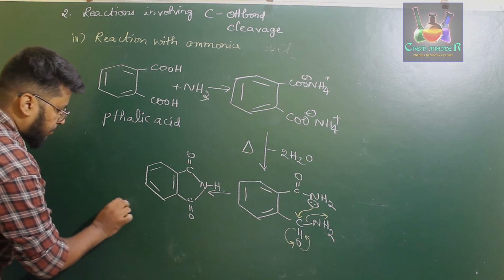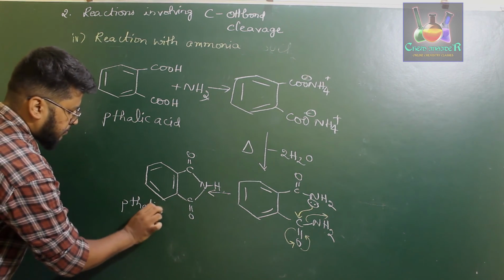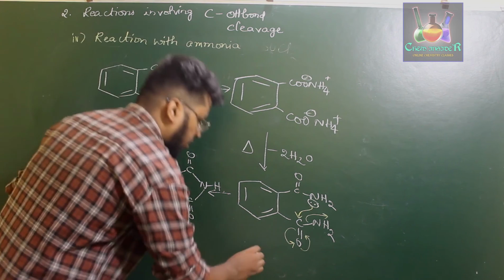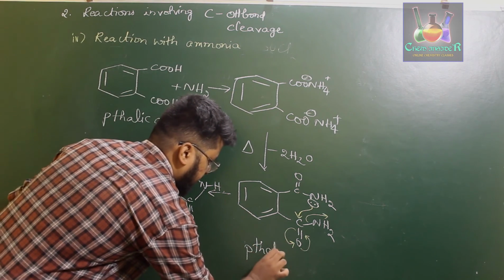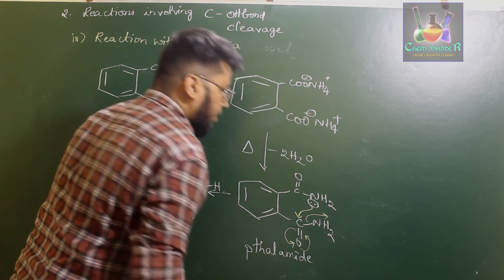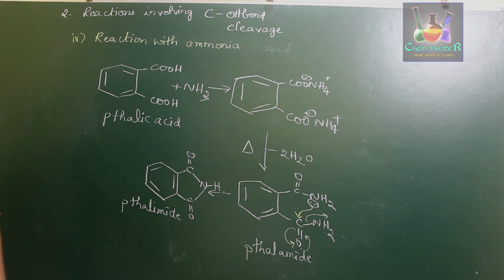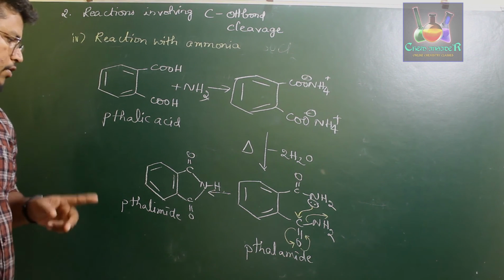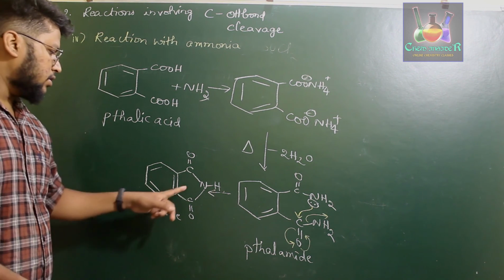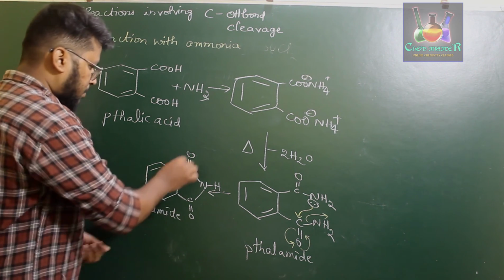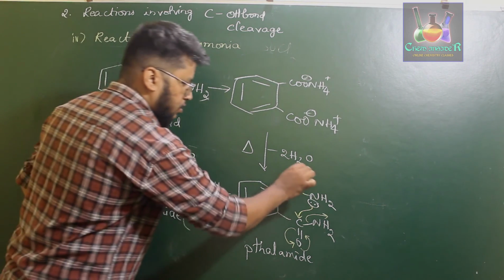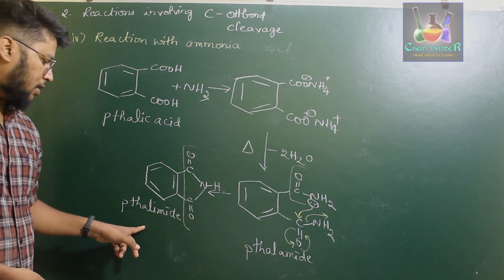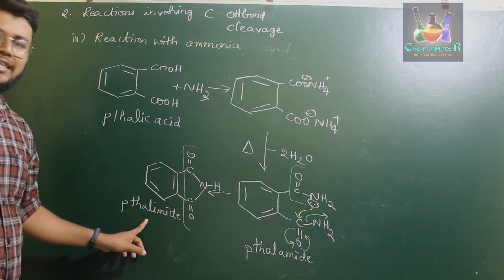This compound is called phthalimide. So an amide is a nitrogen with an amide bond having two hydrogens. Imides are where the nitrogen is attached to two CO groups. This particular group is called the imide group, and this is called the amide group. So this is phthalimide. Remember the name.